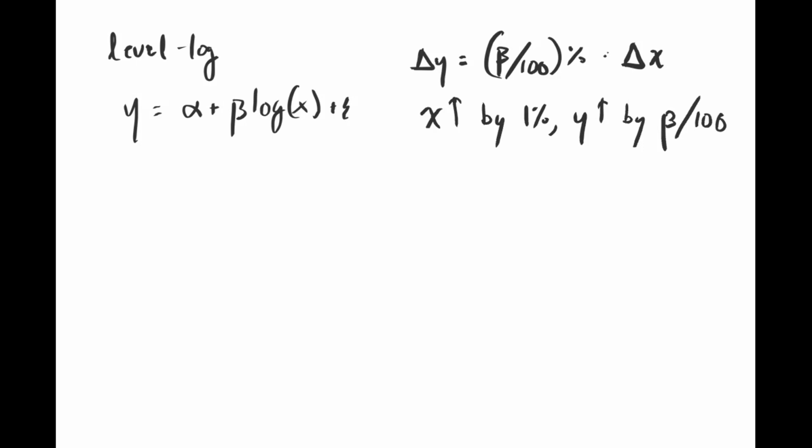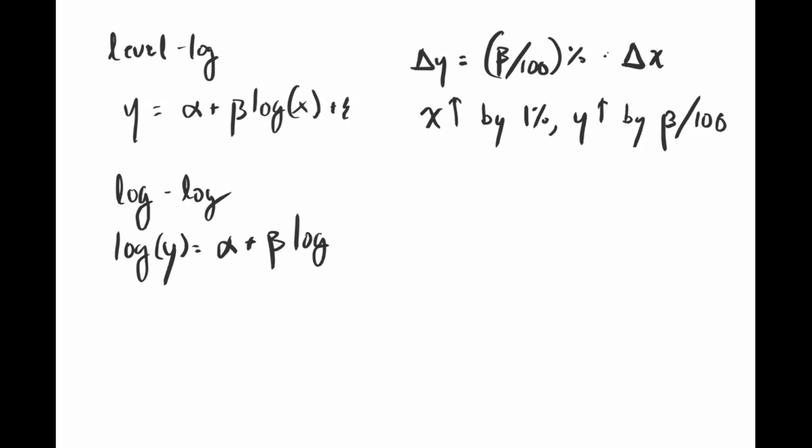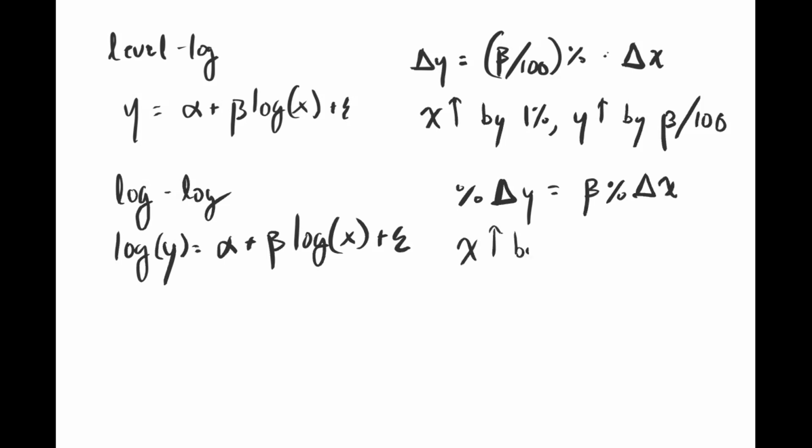And the last one, you guessed it, log log. This would be log of y is equal to alpha plus beta log x. In this case, you'll have something like the percent change in y is equal to beta times the percent change in x. So as x increases by 1%, y increases by beta percent.